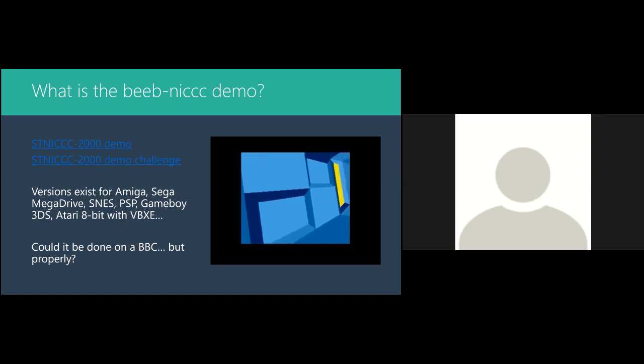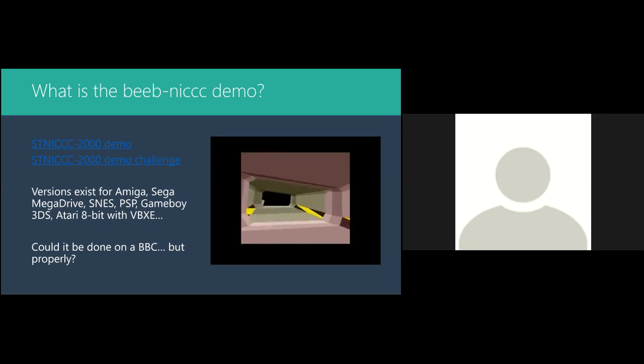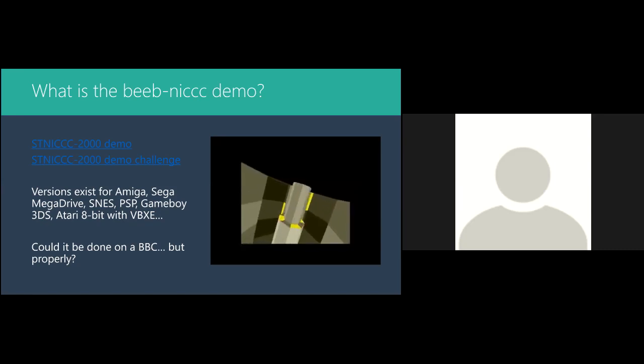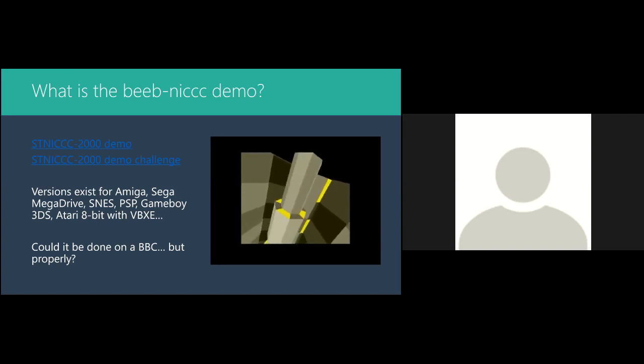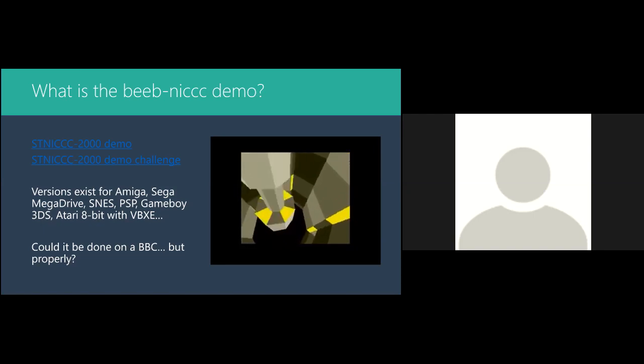And there was actually a competition in, I think it was November 2018, to see how many different platforms people could port the demo to by Easter 2019. We were late for that, but quite a few different versions have existed. There's only one 8-bit version, and that's for the Atari 8-bit, but it uses this BEEB NICCC, which I'm not familiar with, but apparently it has a blitter in it, which is kind of cheating.